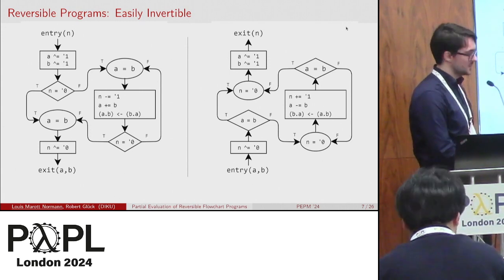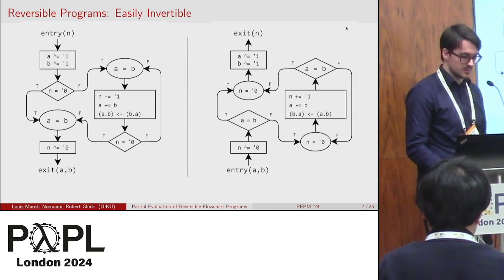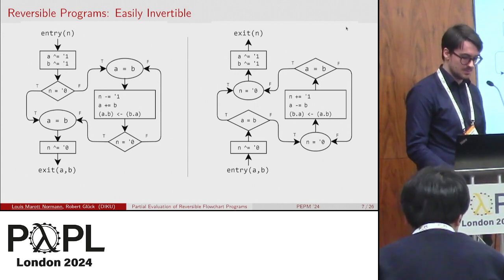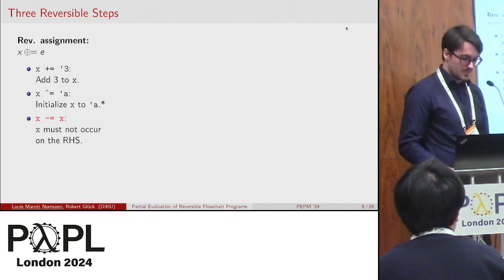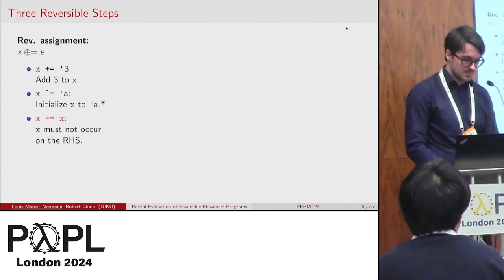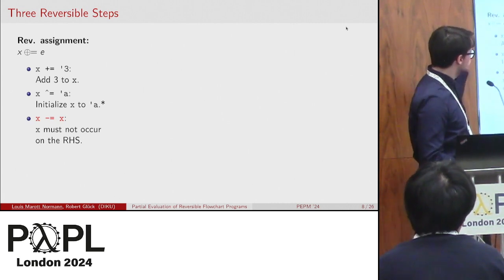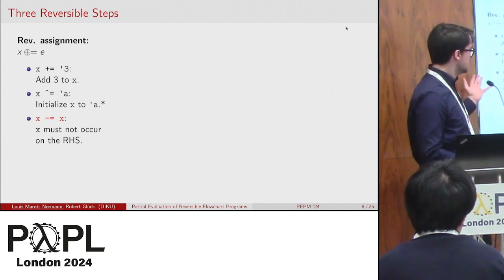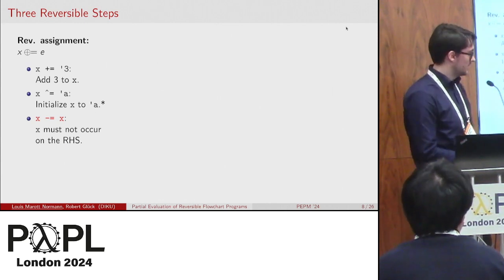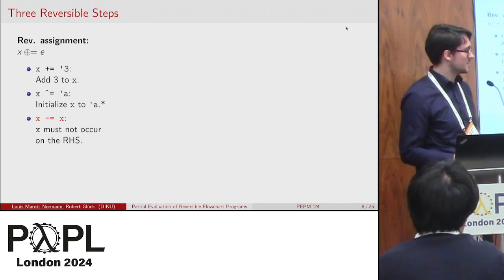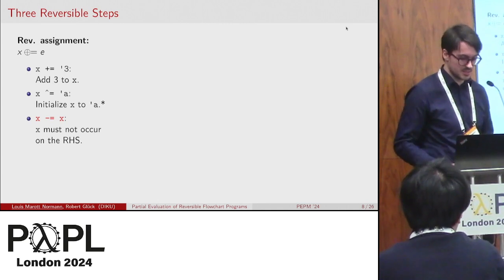And by inverting the control flow, we also need to invert each step. And I might skip a bit through this because the precise semantics are not too important. But we have reversible assignments with some expected C-like semantics, except that for the sake of injectivity, we cannot have the left-hand variable occurring on the right-hand side. For example, x -= x is essentially setting x to 0, certainly not injective.